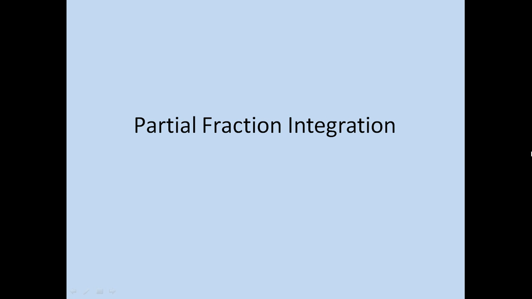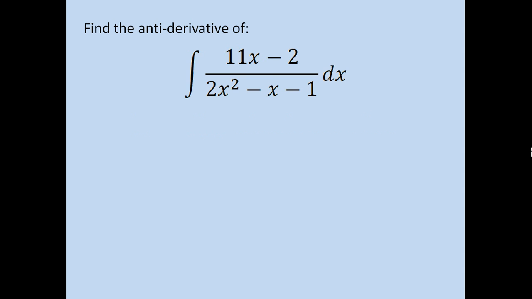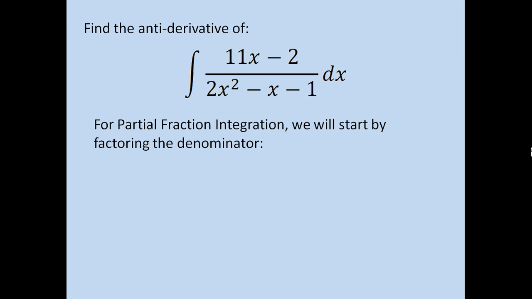This is an example on partial fraction integration. We're trying to find the antiderivative of the integral of (11x - 2) over (2x² - x - 1) dx. Now the first step is going to be factoring the denominator, and you can see that it's (2x + 1) times (x - 1).